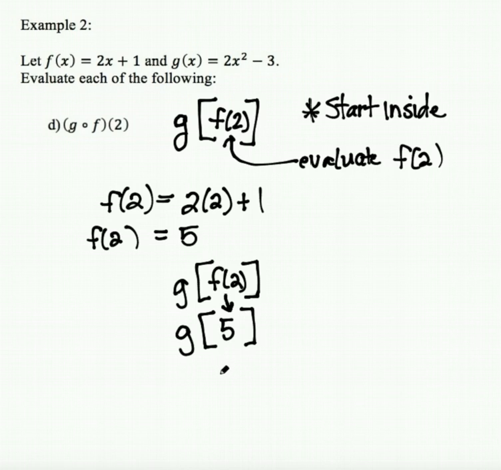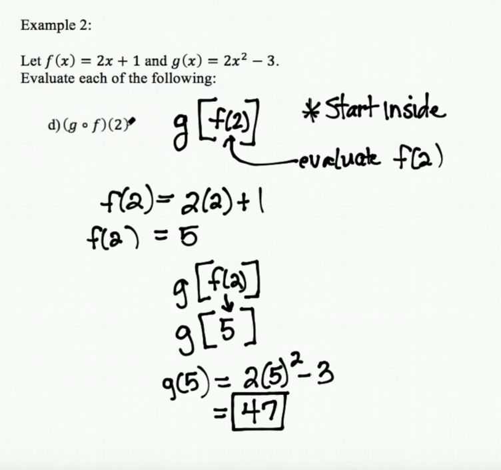Now what that's telling me to do is to take 5 and plug it in for g. Take 5 and plug it into the g function. So that's going to give me g of 5 is equal to 2 times 5 squared minus 3. 5 squared is 25. 25 times 2 is 50. And 50 minus 3 is 47.